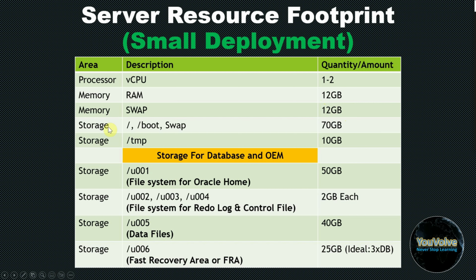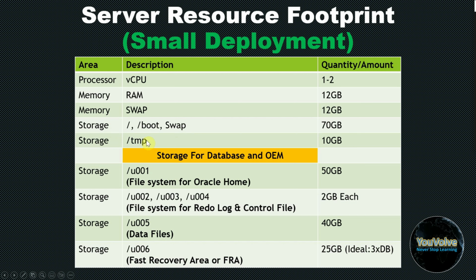Now the storage. I allocated a total of 70 gigs to the server while installing the Linux operating system, and that is divided amongst the root, boot, and the swap file systems. But you can start with a minimum of 25 gigs allocation for the root, boot, and the swap file systems during the initial installation of the operating system.